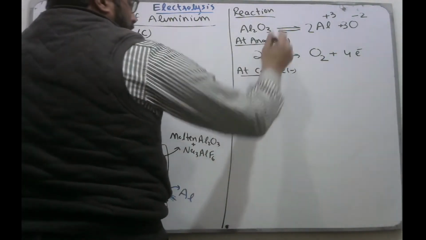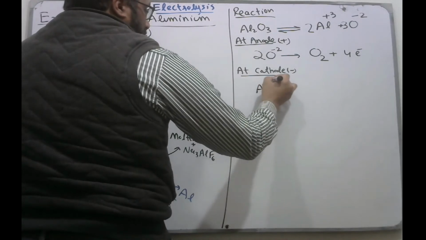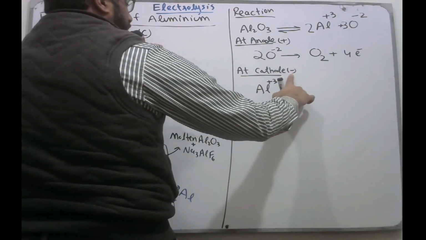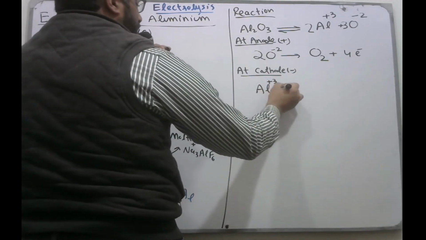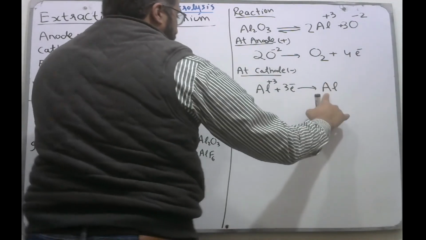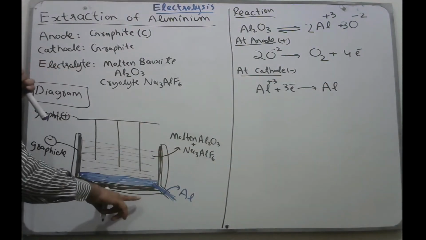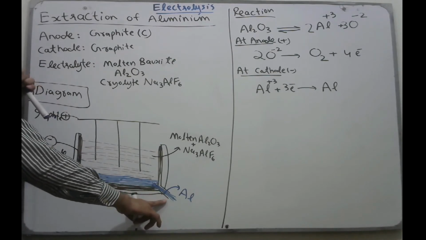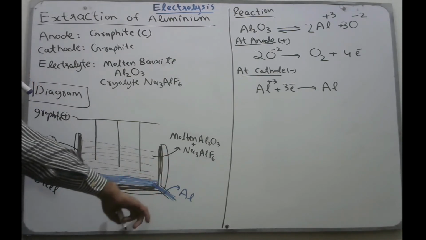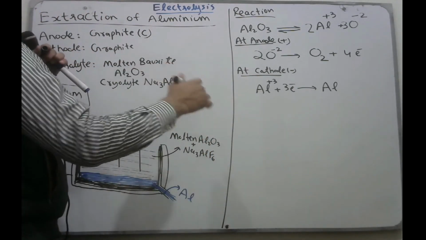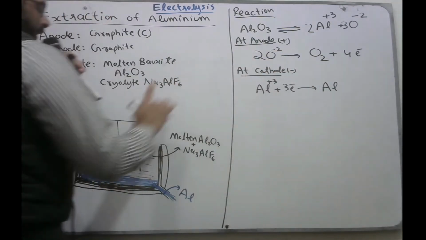At the cathode, aluminium ions move to the cathode because they are positive, attracted towards the negative cathode, and reduction takes place; they gain electrons to form aluminium. This aluminium sinks down at the bottom and is collected from the hole at the bottom of this cell. Now the problem during the electrolysis: oxygen forms at the anode.